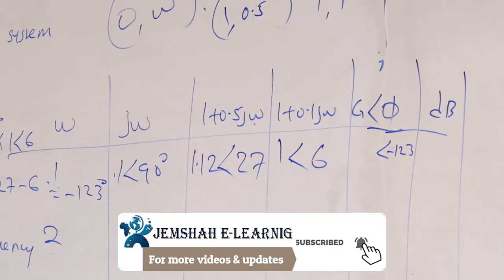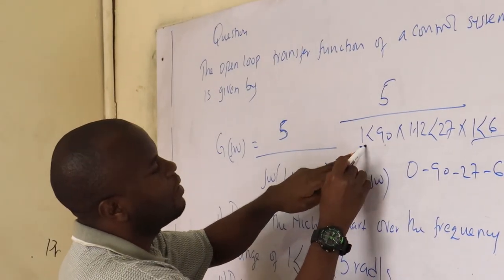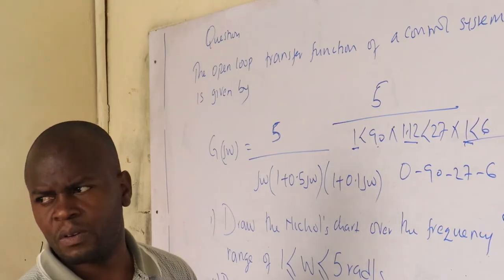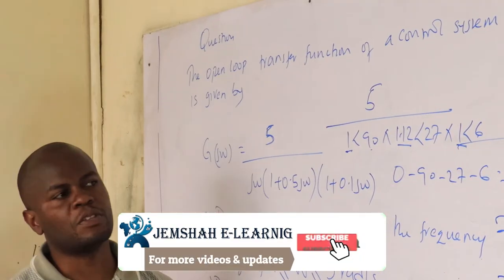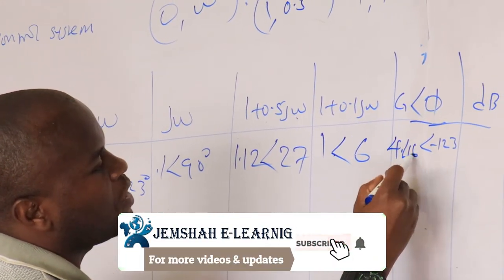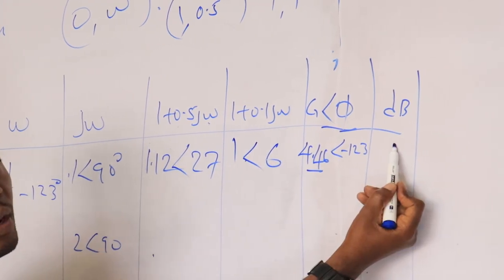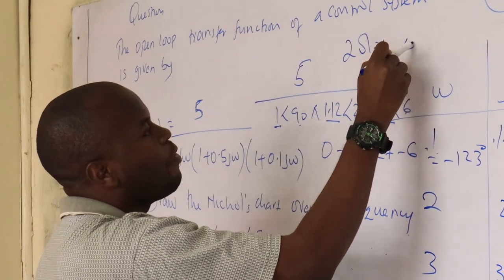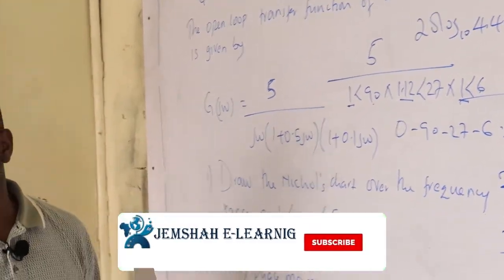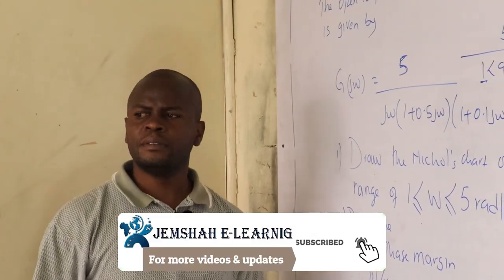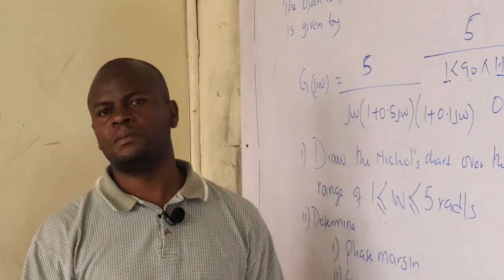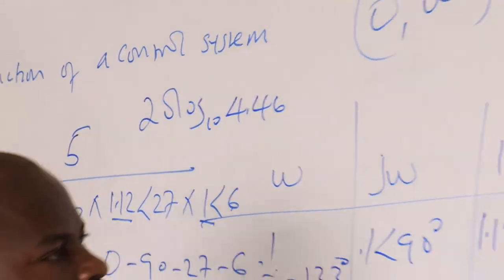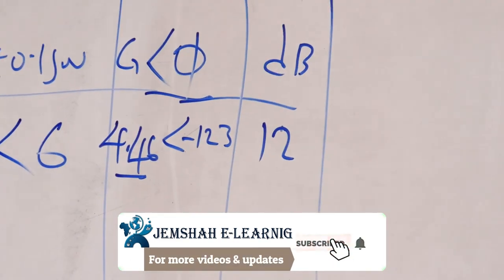Then the gain will be 5 divided by 1.12, which is 4.46. So we can talk of 4.46. Then you can change this into decibel, because when you are plotting this, it is always in decibel. So you are going to compute 20 log to base 10 of 4.46. So what is that in decibel? It is 13. You have 13 there.